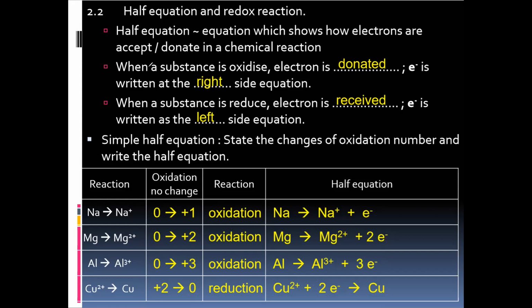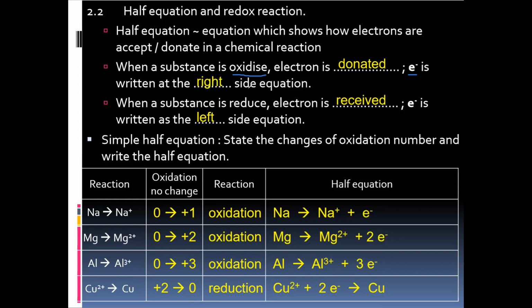Now, when a substance is oxidized, take note of the word oxidized. Whenever a substance is oxidized, electron is donated. That is, E minus, which is electron, is written at the right side of the equation. So you write that E minus on the right side.